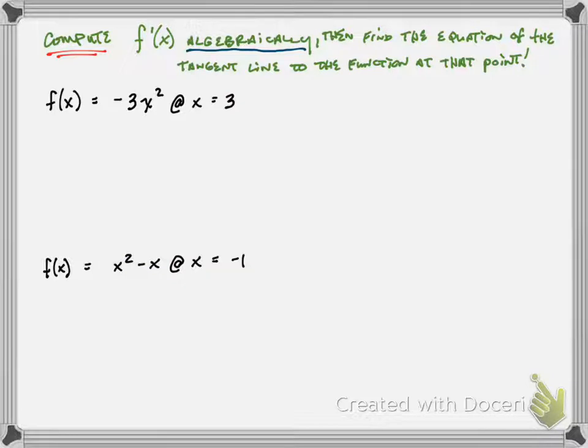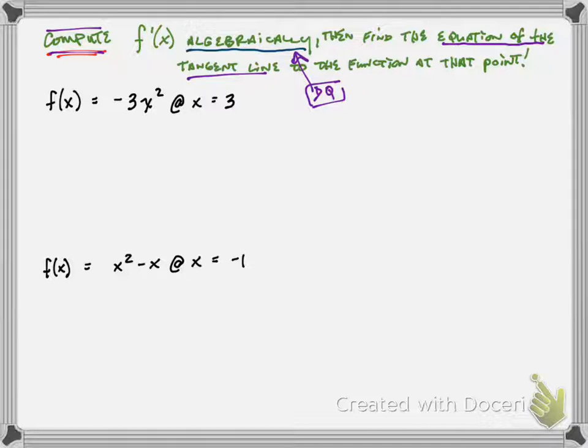All right, let's look at some algebraic justifications of the derivative. So the goal here is to compute, not to estimate, but to compute f prime algebraically. And we're going to use the difference quotient. Once we've computed that using the difference quotient, we'll find the equation of the tangent line, just as we've done in class, to the function at that point.